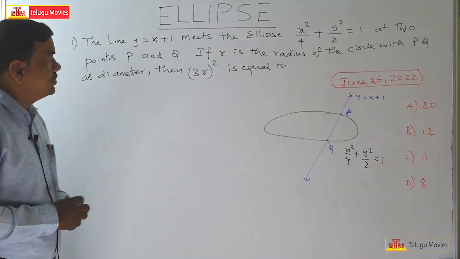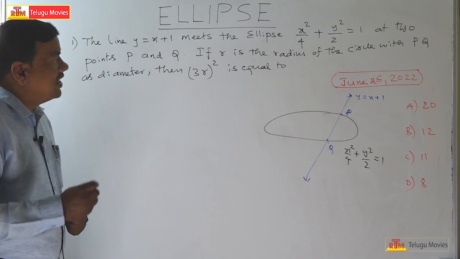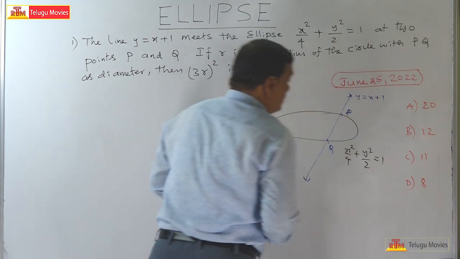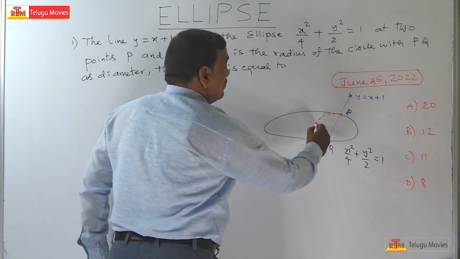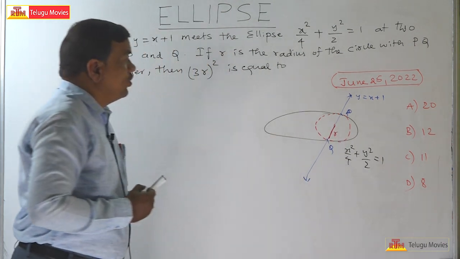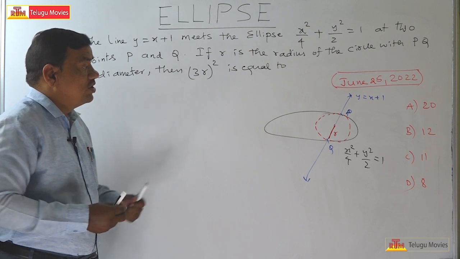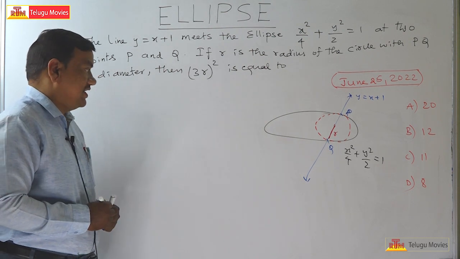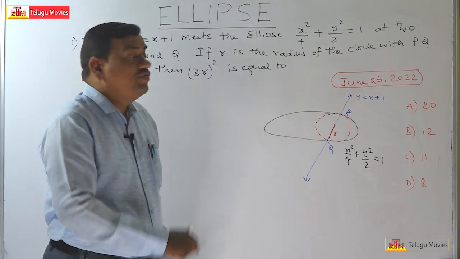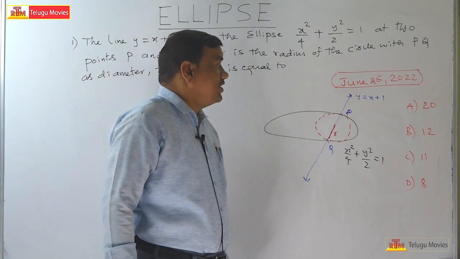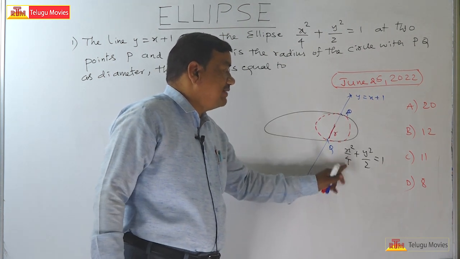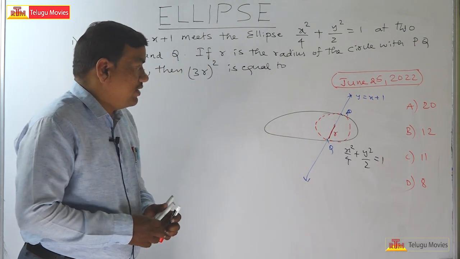Now he is asked to find out R, the radius of the circle with PQ as diameter. That means if PQ is a diameter and you draw a circle, you have to find out the radius. If you know the length of PQ, it is easy to find out the radius. Then how to find out P and Q? If you observe, P is the point of intersection of the line y is equal to x plus 1 and the ellipse x square by 4 plus y square by 2.